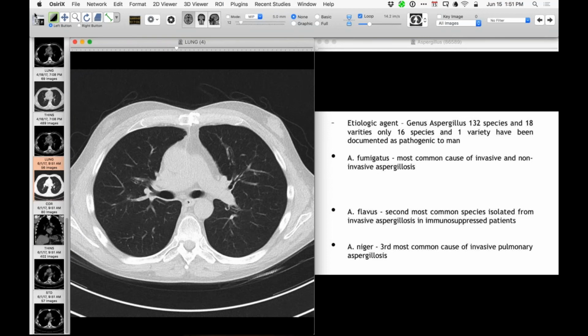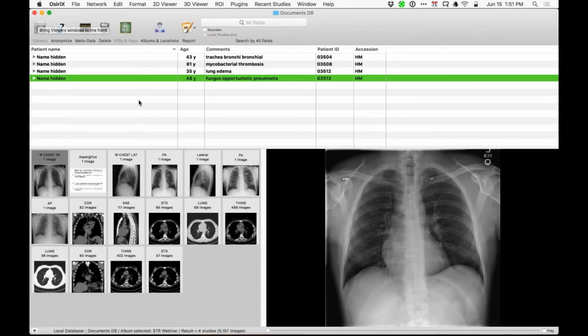So Aspergillus niger. I'm sorry, Howard, what did you say was the underlying context? Was it heart transplant? Yes, heart transplantation.